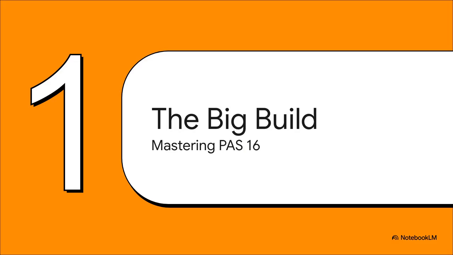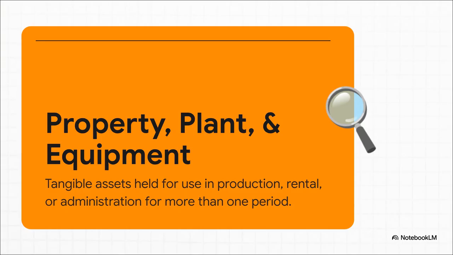All right, first things first, we have to tackle the asset itself, that awesome new factory. And for that, our go-to guide is Philippine Accounting Standard 16, which covers everything about property, plant, and equipment. So, what even counts as PPE? Well, PAS 16 gives us a really clear definition.